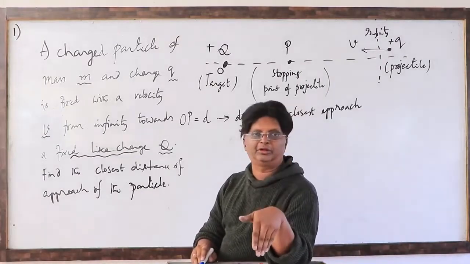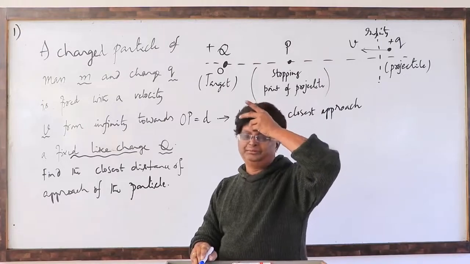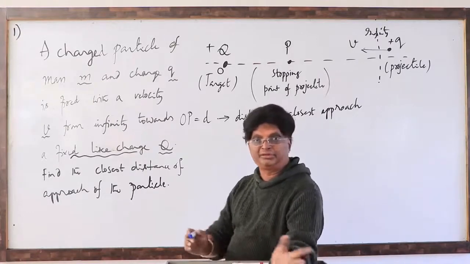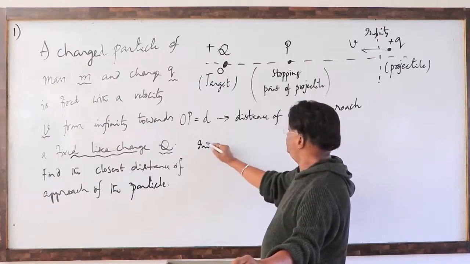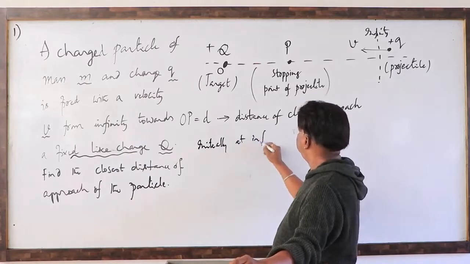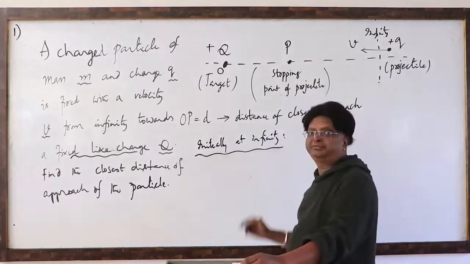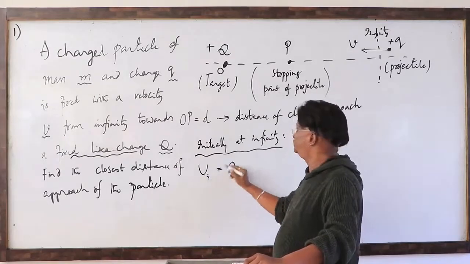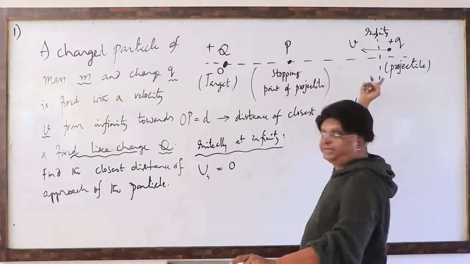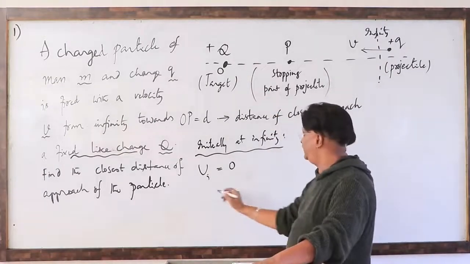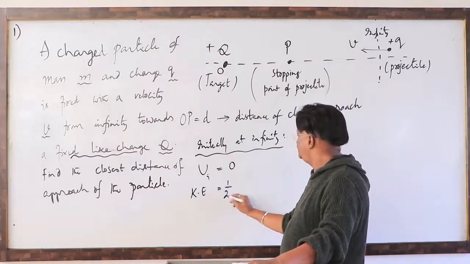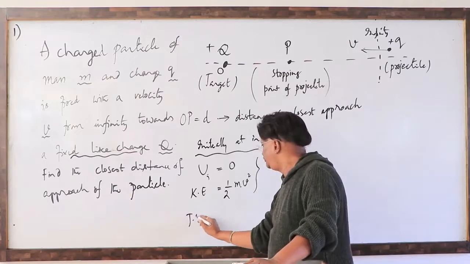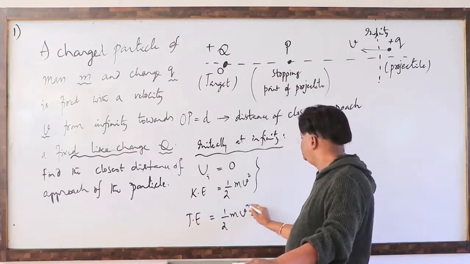Now let us derive one simple expression. All this treatment is based on the principle of conservation of energy, without any exceptions. Initially at infinity, what are the different energies and what is the total energy? At infinity, potential energy is 0, whereas there is velocity and mass, so there is kinetic energy, half mv squared. Therefore the total initial energy is simply half mv squared.